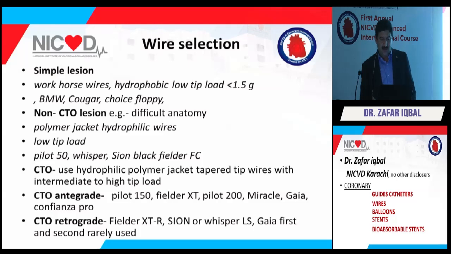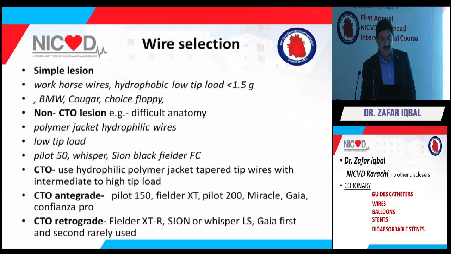For CTO, obviously we use hydrophilic polymer jacket tapered tip wires with intermediate to high tip load, because we can escalate as far as the tip load is concerned. So for CTO antegrade, we can start with Pilot 150, and then we can use Fielder XT, and then we can escalate to Pilot 200 and Miracle and Gaia and Confianza Pro. These all are the wires. There is a long list of wires that can be used depending upon the tip load and their characteristics.